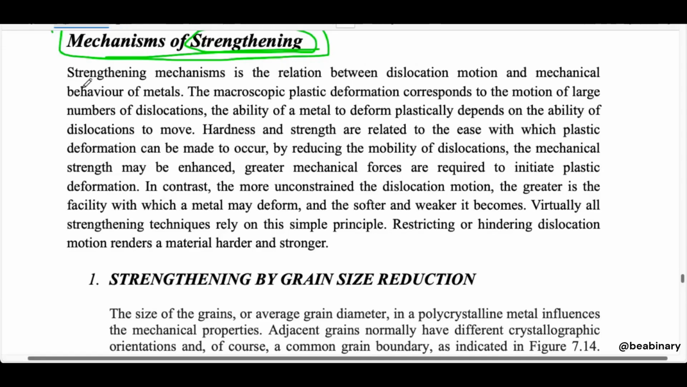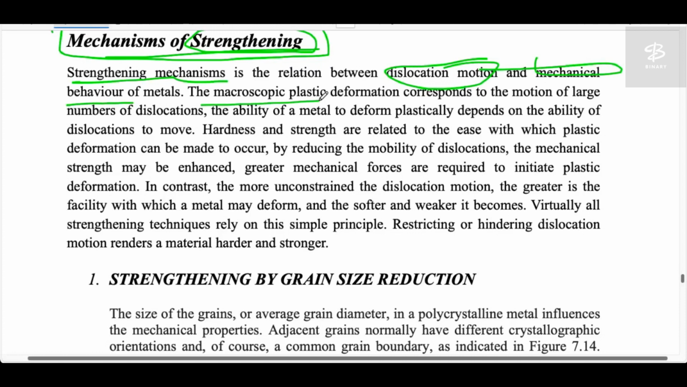So the strengthening mechanism is the relation between dislocation motion and the mechanical behavior of a metal. How do you give movement to your dislocations so that you can achieve the desired mechanical property? So this is simply the relation between dislocation motion and your mechanical properties, or you can say mechanical behavior. Behavior means the properties that you get.